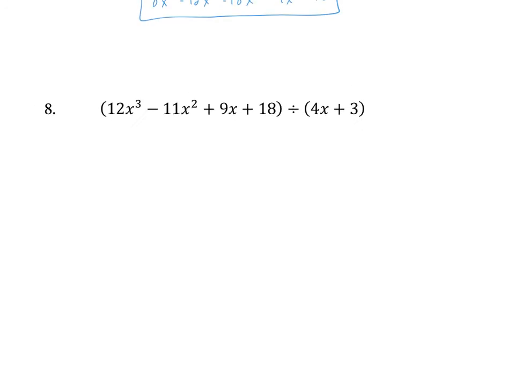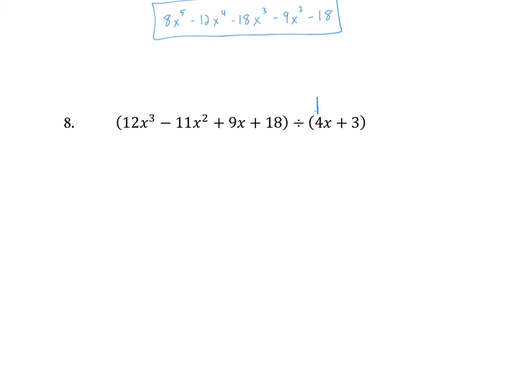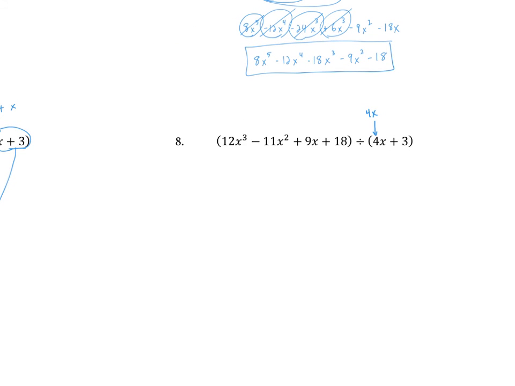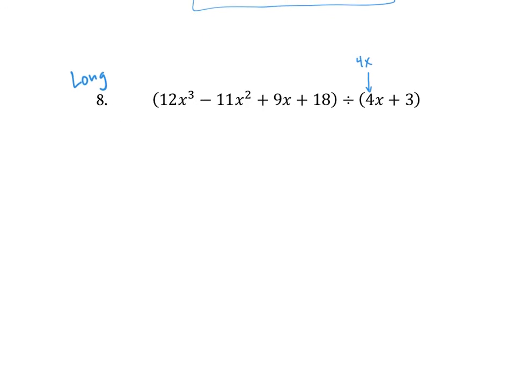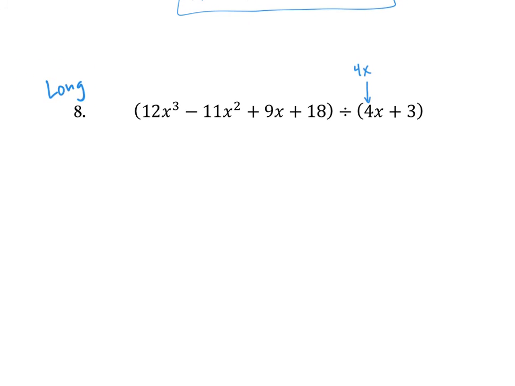And then this one, since it has a number in front of the x, you have to do long division. So we'll set that up. We'll put the divisor out front. Do the little long division thingy. And then we're going to do the same 4 steps over and over again. We'll do divide, multiply, subtract, bring down.